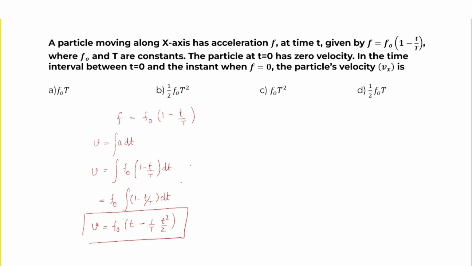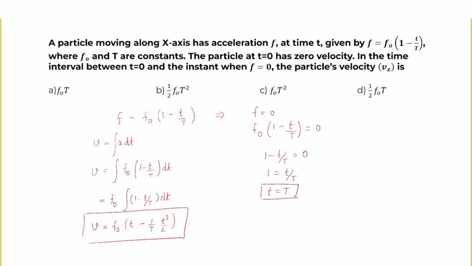So that is our v in the time interval t equal to 0, and the instant when f is 0. Let's see what happens when f is 0. The first equation, f equals 0, we can write as f naught into 1 minus t over capital T, that will be 0. Taking 1 on the other side, 1 equals t over capital T, and small t will be equal to capital T at that instant when f is 0.